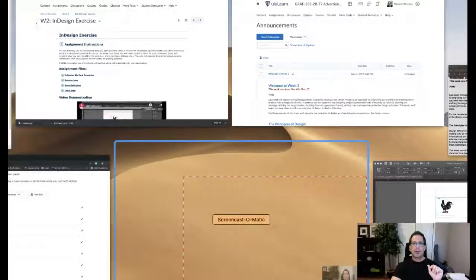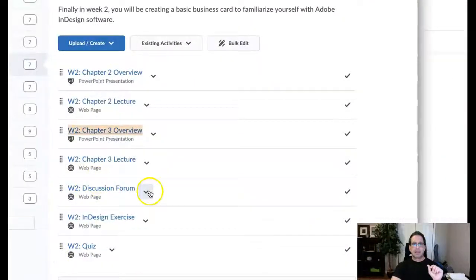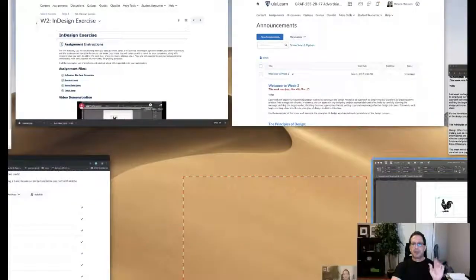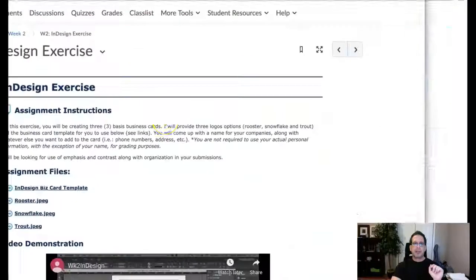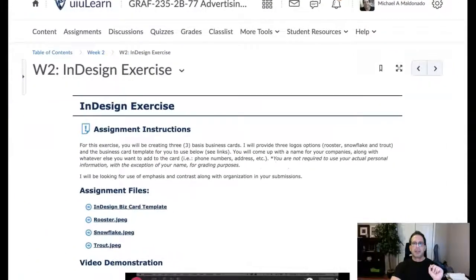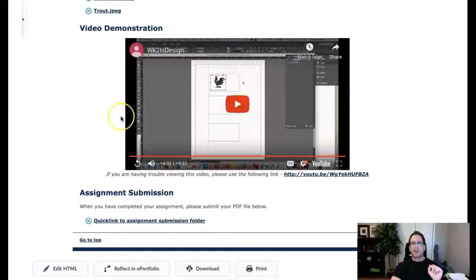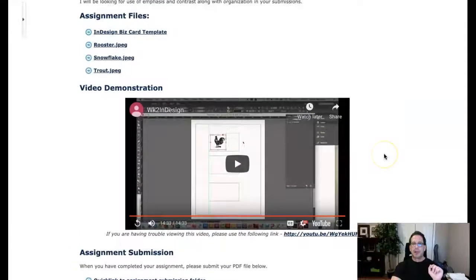Let's go ahead and take a look at the InDesign exercise. Guys, this is pretty important stuff right here. I've got this open right here. This is the week 2 InDesign exercise, and as you can see, there's a complete demonstration here of the exercise. Please go through this. It's about 15 minutes long.